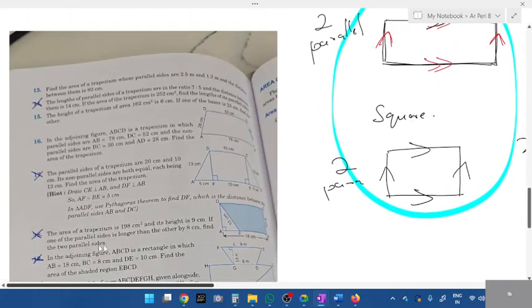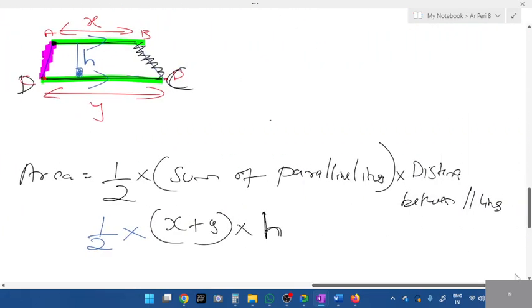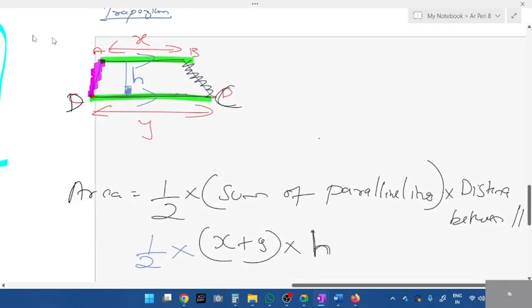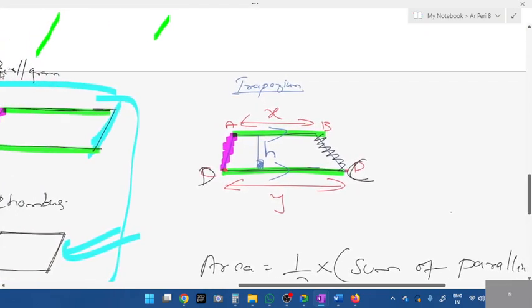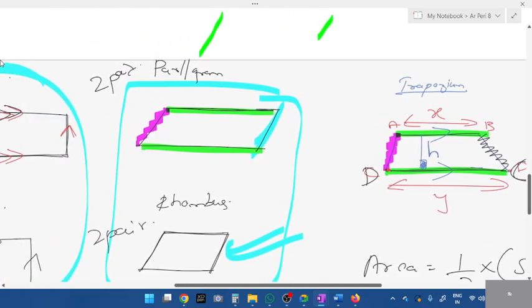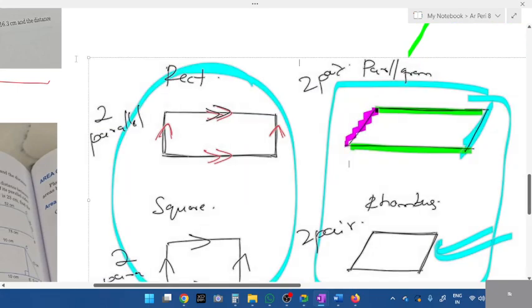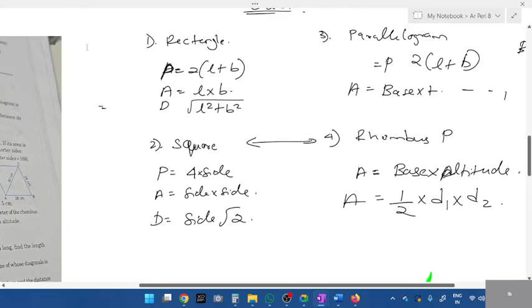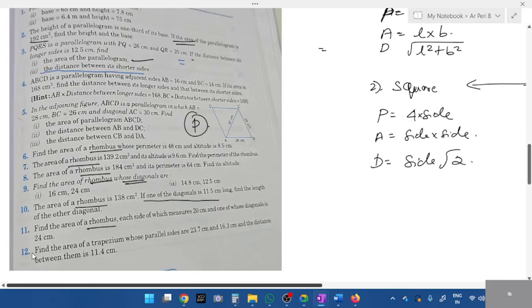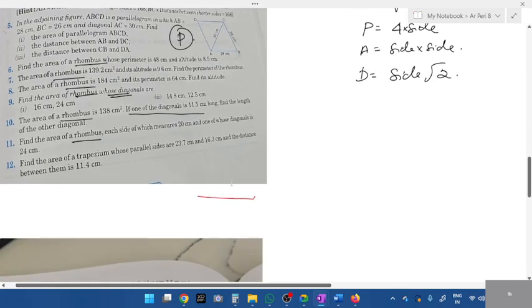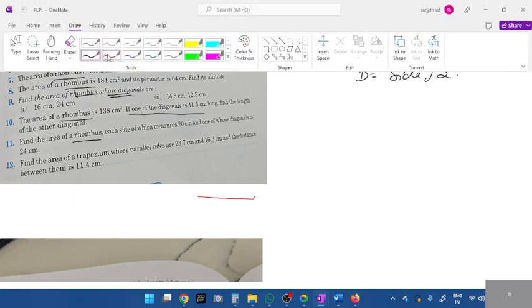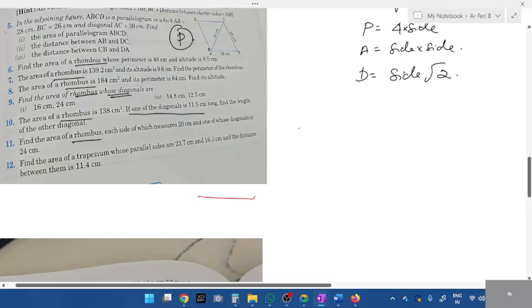Shall we start solving the questions? All of you are done with this? Okay. Next question. I think one rhombus question is pending. 11th question is pending, right? Rhombus 11th and 12th. Do you have the 12th question? 11, 12, 13. Okay. Rhombus.